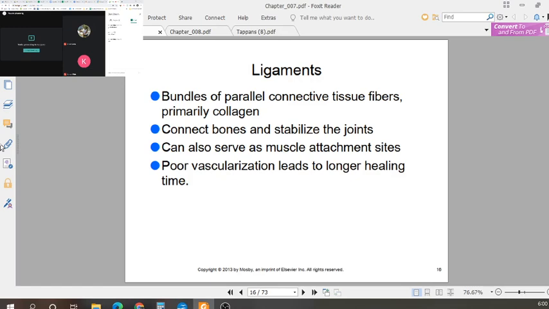Ligaments. These are bundles of parallel connective tissue made up of mostly collagen. The main thing: they are not typically elastic, but they do help to stabilize the joints. It's where bones connect together using ligaments. So ligaments connect bone to bone. Tendon, until our next week, connects muscle to bone. Ligament is all bone.